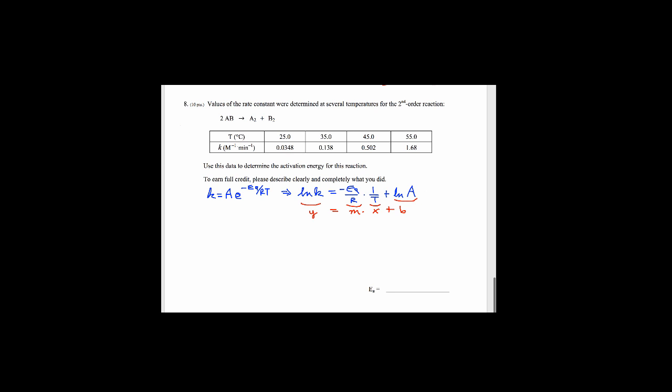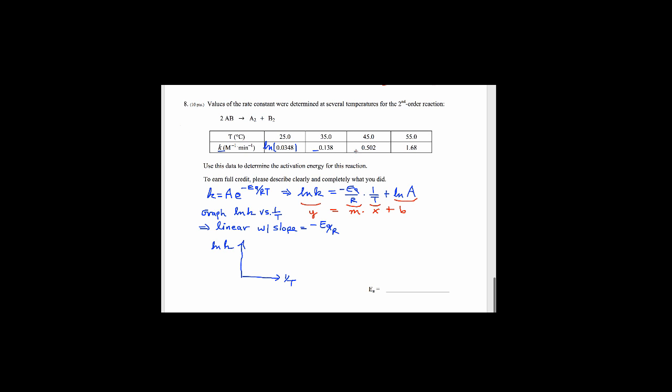So of course what this means is if we graph ln of k, our y value, versus 1 over T, our x value, we get a straight line, and we would have a slope that is equal to negative E sub A over R. So we'll do that. We will graph ln of k versus 1 over T. So these k values, we're going to have to take the log of them.